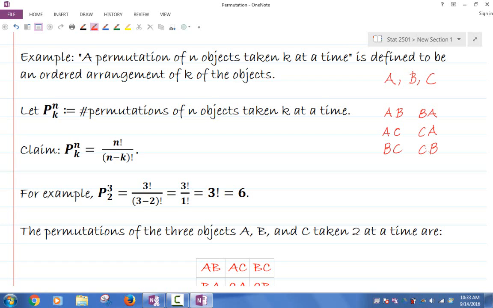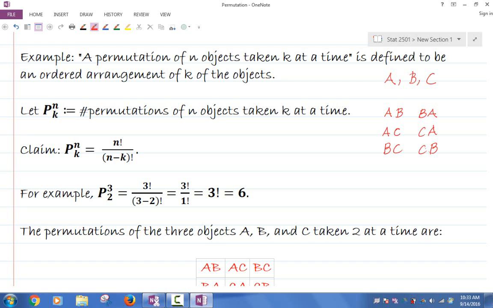Okay, so I'm going to use the notation P, with K as the subscript and N as the superscript. So P will denote the number of permutations of N objects taken K at a time. My claim here is that P is N factorial divided by N minus K factorial. And we're going to justify that claim in a bit. For now, take it as a fact.